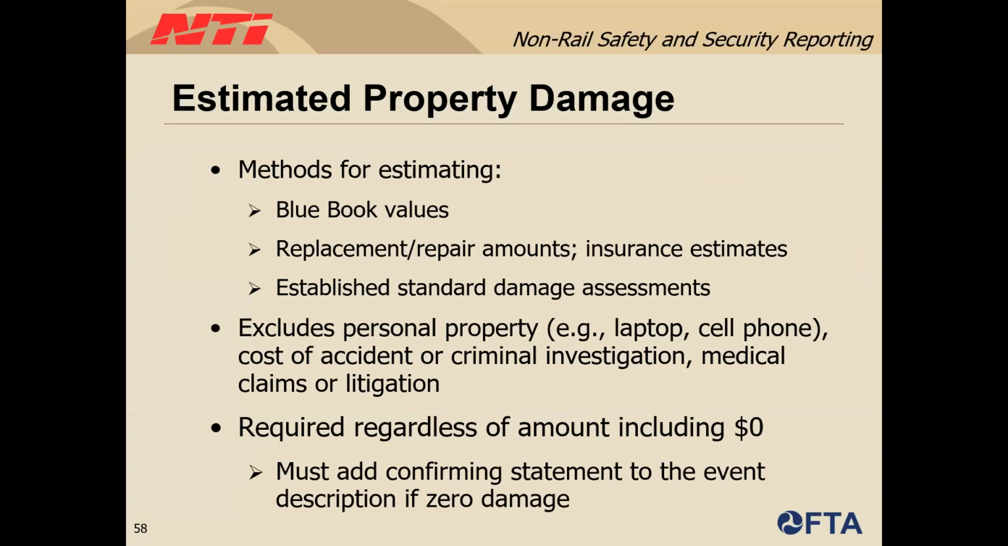NTD requires only general or ballpark estimates, and you may use a variety of methods for estimating. There's blue book values, repair amounts, or insurance estimates. You can establish standard property damage estimates for specific event types or severity of damage. Many transit agencies create a list of standardized costs, or these estimates may be done on a case-by-case basis. Estimated damage includes personal property such as laptops, cell phones, investigation costs, medical claims, or litigation. Property damage must always be reported on the SNS 40 regardless of amount, including zero damage.